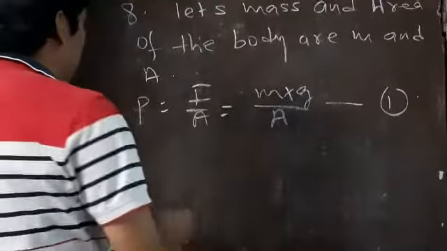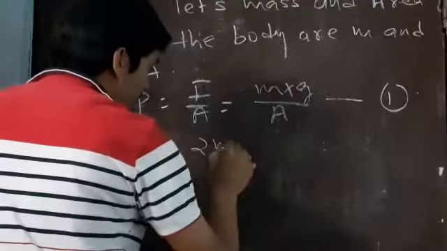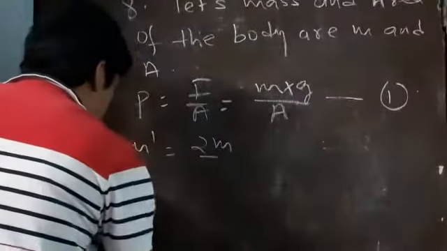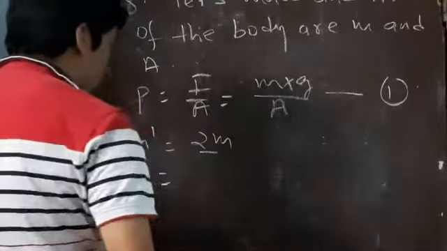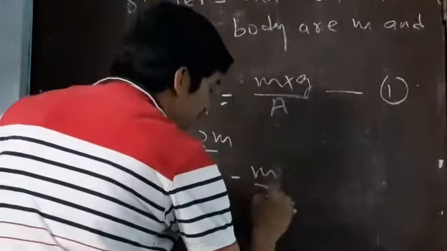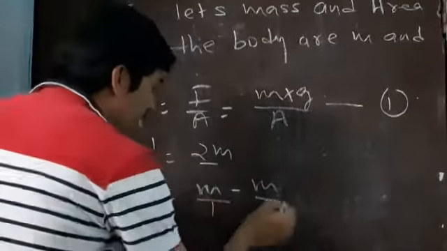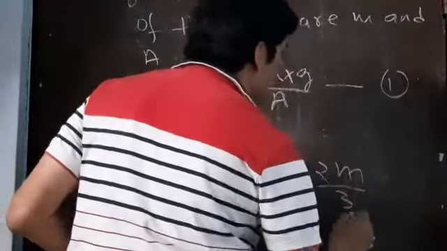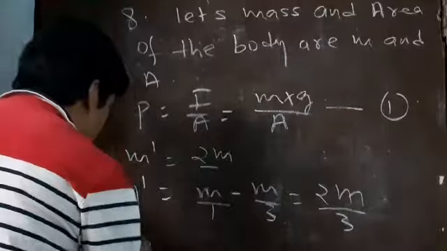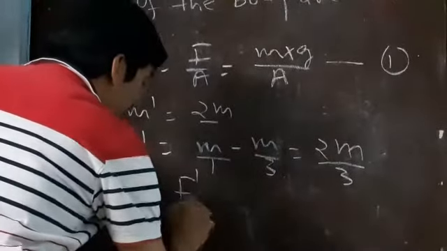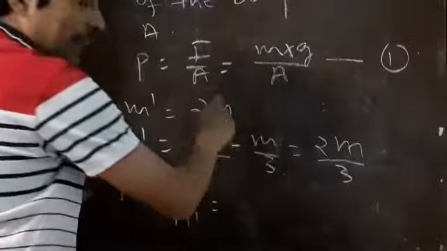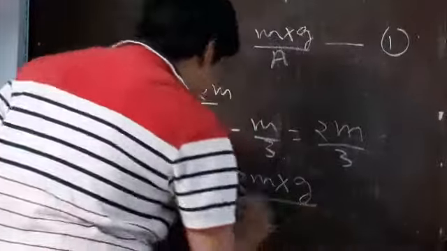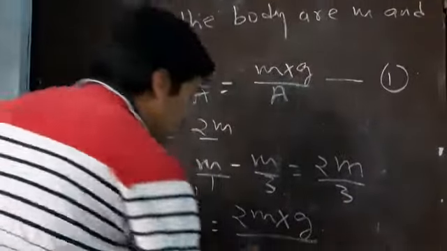Second case: mass is doubled, that means m dash is 2m. Area is reduced by 1/3, that means the new area a dash is a minus a by 3. So it will be 3a minus 1a by 3, that is equal to 2a by 3. So the new pressure P dash is again F dash by A dash. F dash is 2m into g, and A dash is 2a by 3.